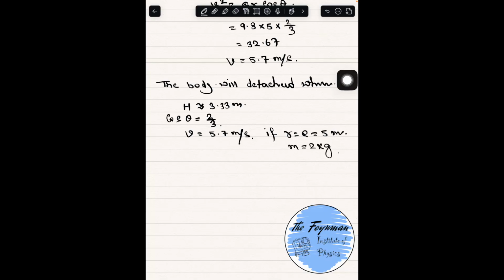Now this is a very good problem because we have applied conservation of energy, circular motion, normal reaction concept, free body diagram, the concept of centrifugal force, and especially the physical judgment of when the body will get detached.